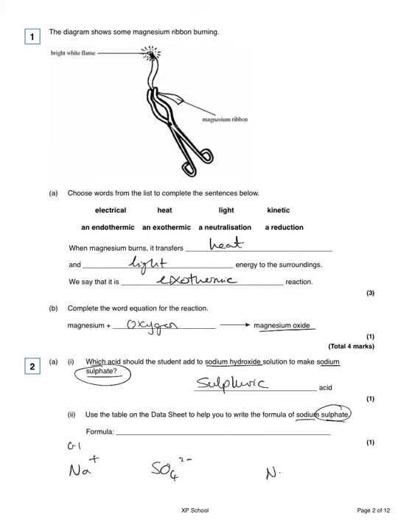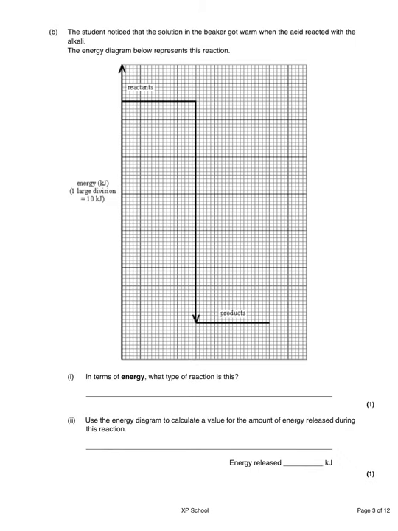So can I have NaSO4? No, I can't because I've got 1 positive and 2 negative. So actually I need 2 lots of Na plus to balance that out. So my formula would be Na2SO4. The next question is a bit of a giveaway.